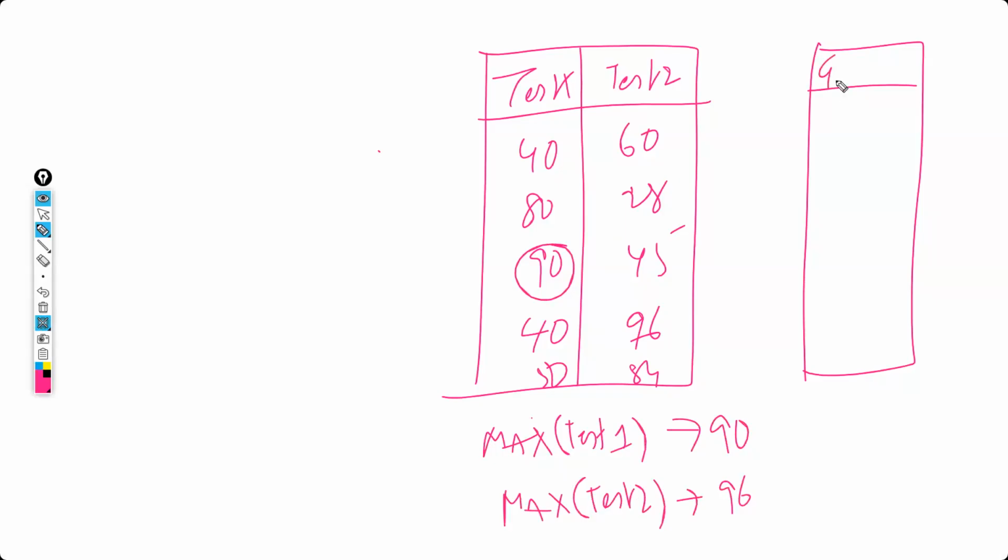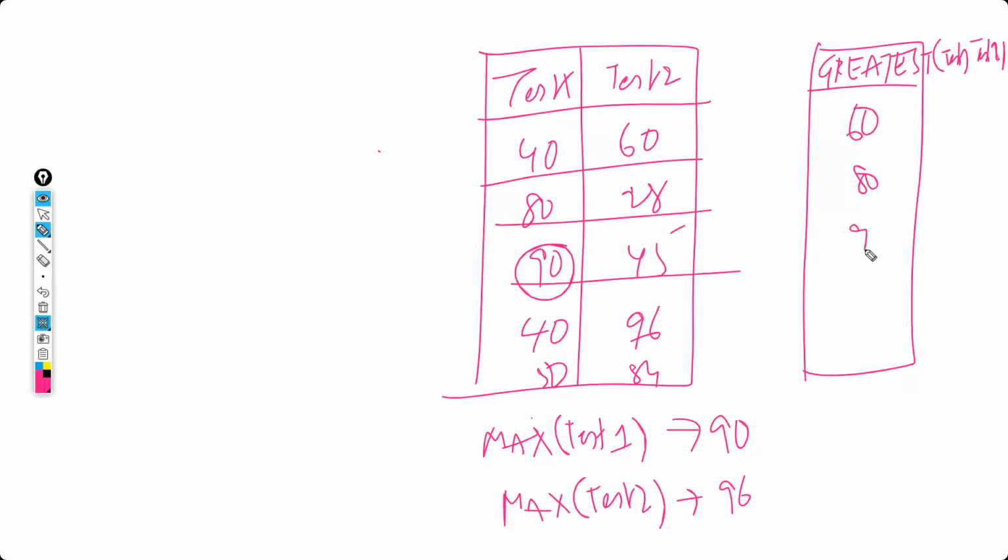Now here I'm going to use greatest of test 1 comma test 2. Here I'm going to select any one out of these two. Which one is the highest out of these two? 60. Out of these two, 80. Out of these two, 90. Out of these two, 96. Out of these two, 84. I'm going to get it like this. Sometimes test 1 might be greater, sometimes test 2. So this is greatest of test 1 comma test 2. Is the point clear? In that case, we have to use greatest of these.